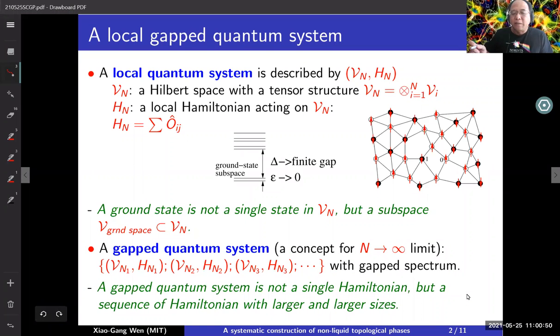We also know that for the many-body system with an energy gap, we have a gap in the eigenvalue spectrum. However, to really define the gap carefully, we should consider a sequence of many-body systems with more and more sites, so the number of sites goes to infinity. Therefore, the gap is not a property of a single system, but a property of a sequence of systems as n goes to infinity.